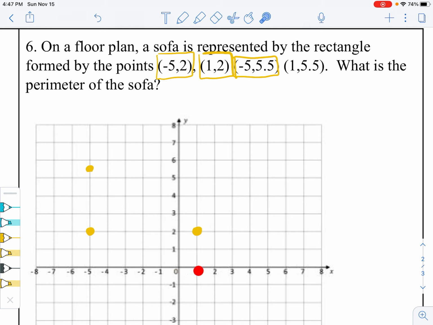And then for the last one, 1, 5.5, we're going to start at the origin. We're going to go over to 1 and up to 5. Here's 6. So we're going to go right in the middle. And also notice that it has to line up with this other point. So it goes right in the middle. Now that we have all 4 points, we can connect our sides. So I'm going to draw nice straight lines in between. And I'm just going to fix this one to make it a little bit better.